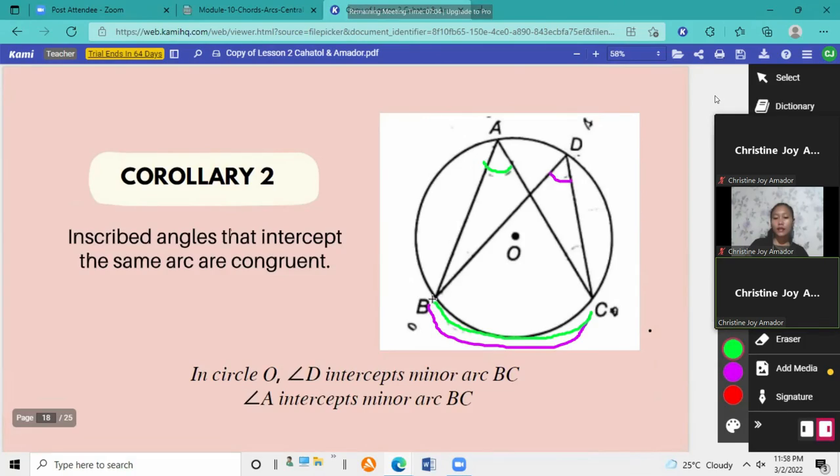So since angle A and angle D intercept the same arc, which is arc BC, the two angles are also equal. So if the measurement of our arc BC is 100, then what is the measurement of our angle D? For an inscribed angle, it is 1/2 of its intercepted arc. So what is 1/2 of 100? It is 50. Great. Here, what is the measurement of angle A? It's also 50, because it is 1/2 of 100. That's it for corollary number 2.